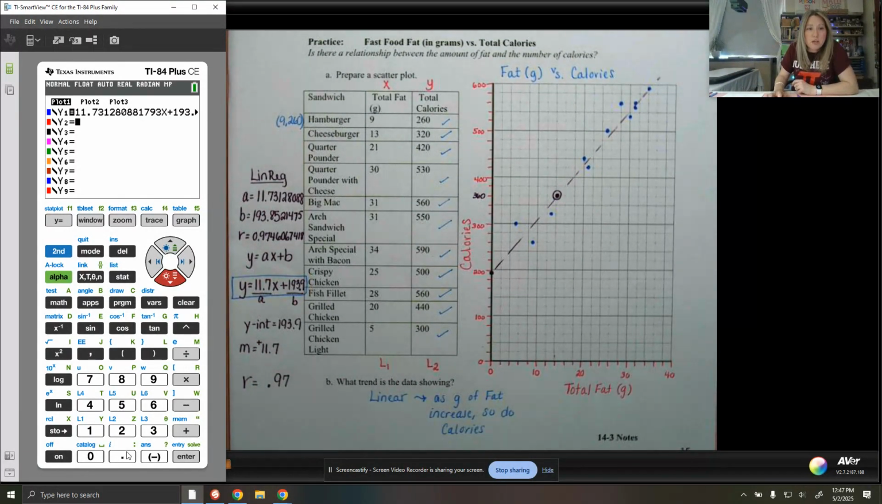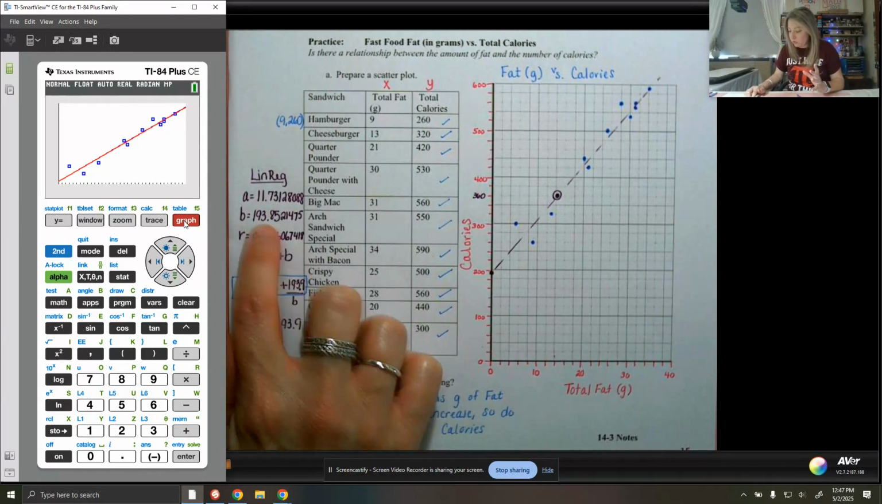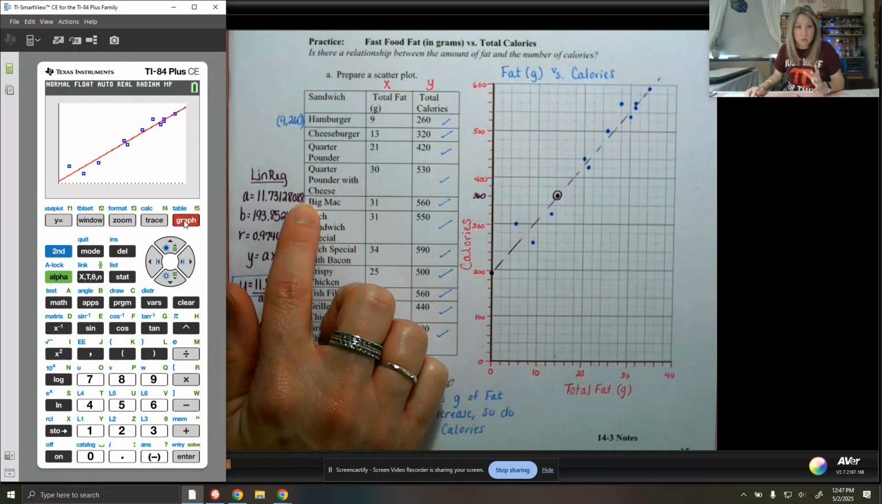So we're going to type in 11.7x plus 193.9. And just press graph one more time. And you can see that even with that rounding to the nearest tenth, this linear regression is about the same as the other linear regression that did not round. It went way out in its values, its decimal values.